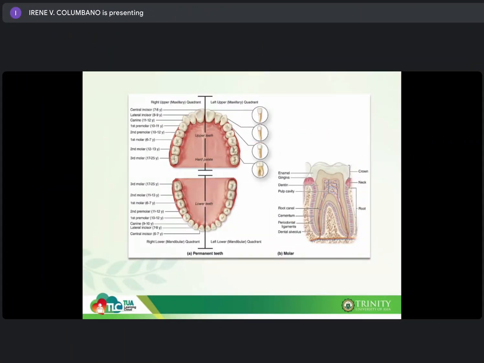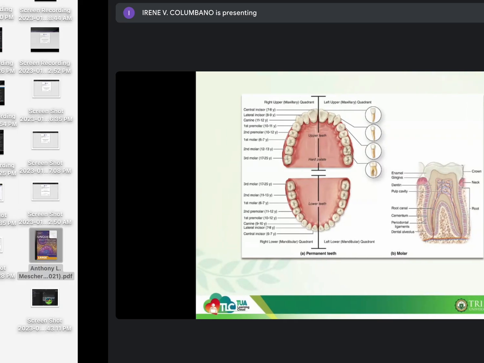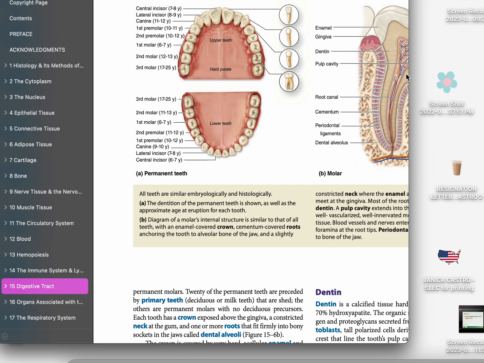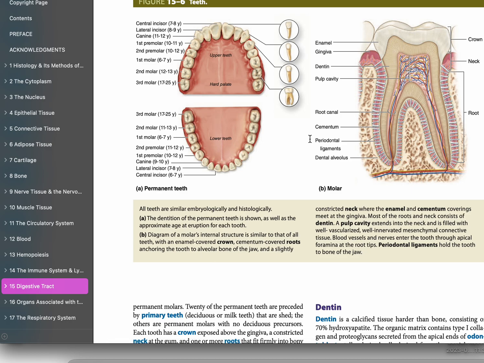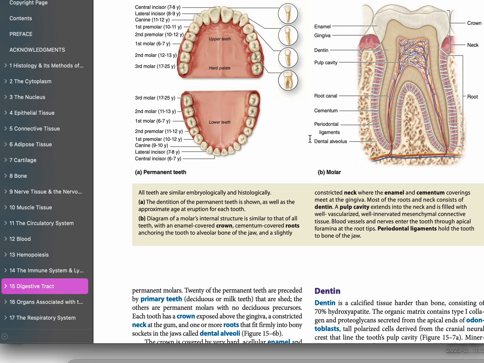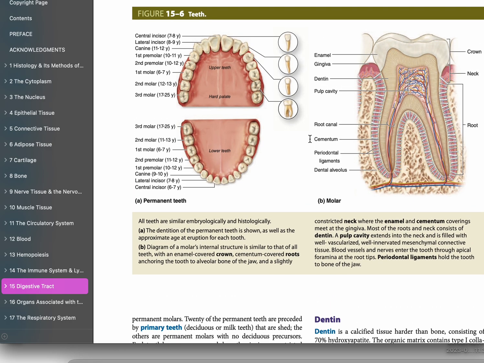So, temporary, ang tawag sa kanila ay milk teeth or deciduous teeth. So, 20 in number, 6 months to 6 years old, lumalabas yung 4 na incisor, dalawang canine, premolars, and molars. Ang permanent teeth, lumalabas na yan, 6 years old hanggang 25 years old tayo. So, 32 sa adult, 4 incisor, 2 canine, 4 premolars, and 6 molar.